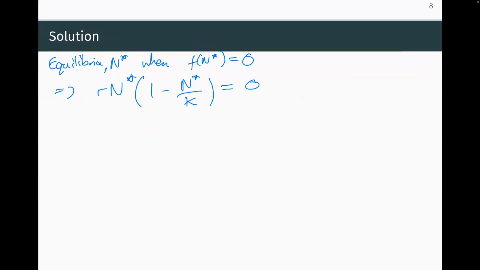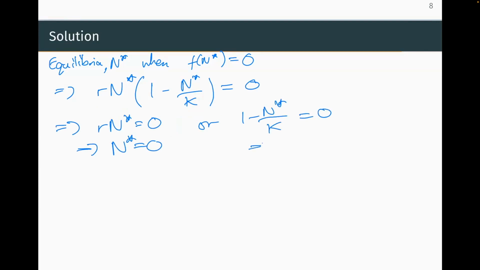So just like before, we essentially have some number here times by some number here. That must equal 0. So either the bit outside the brackets or the bit within the brackets must be equal to 0. So this tells me that either r n star must equal 0. If r is positive, then n star must equal 0. Or 1 minus n star over k must equal 0. Means that n star must equal k.